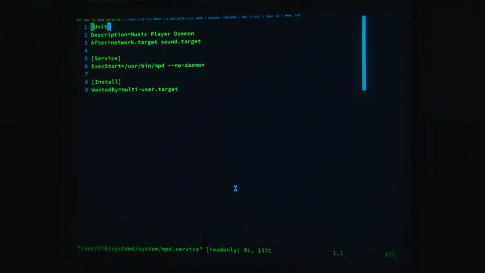It's got a description. It says you should start after the network target and the sound target, which makes sense because it needs network and sound. To actually run it, you run /usr/bin/mpd --no-daemon, and if you want to install it, or basically make it so it always comes up, it should be started in time for multi-user.target.